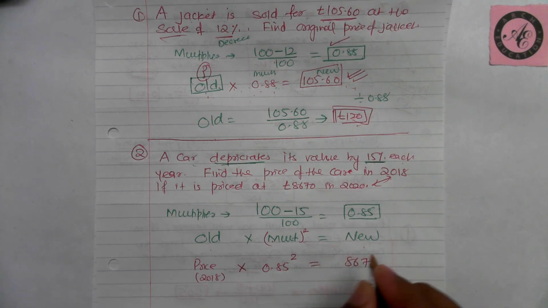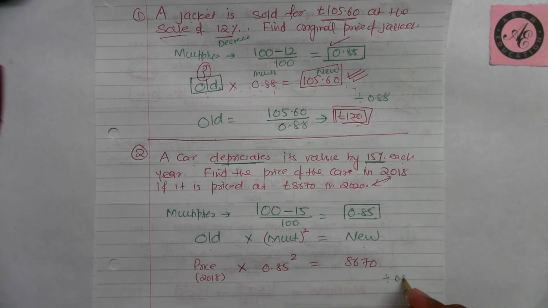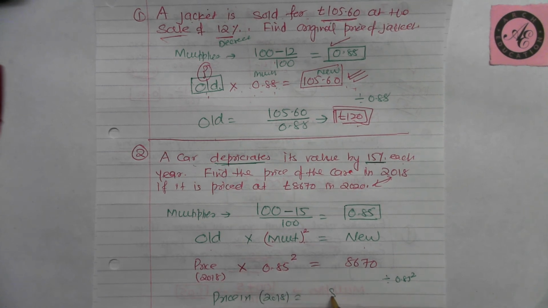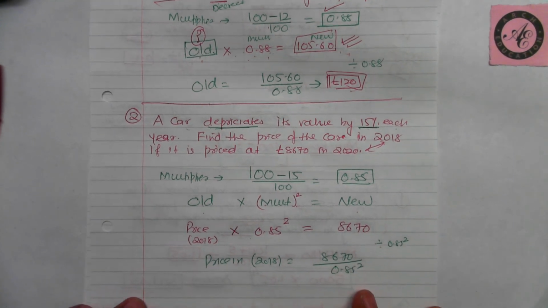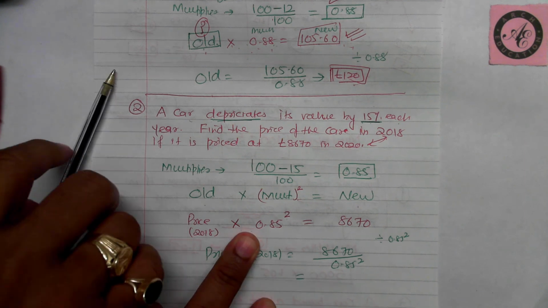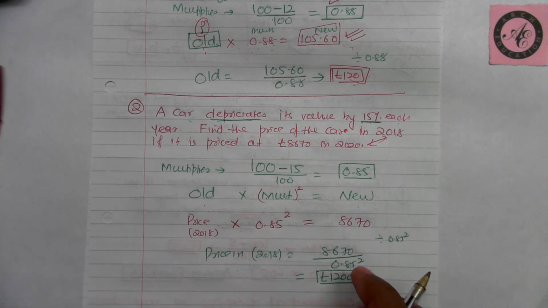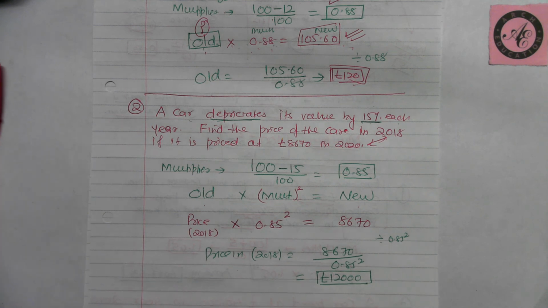8670. So this is what we have to find now. We divide both sides by 0.85 to the power 2. So the price in 2018 will be 8670 divided by 0.85 squared. Put that in the calculator, work out the answer for me, please. And the answer is 12,000 pounds. So this finishes the topic of percentage change, and the method of the multiplier.